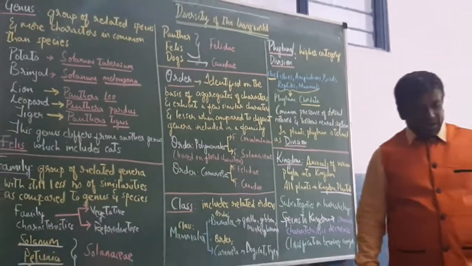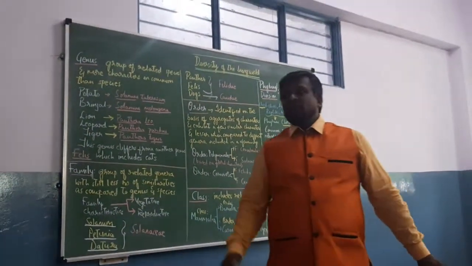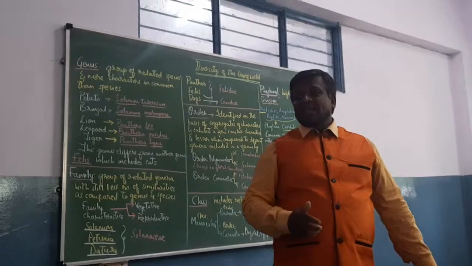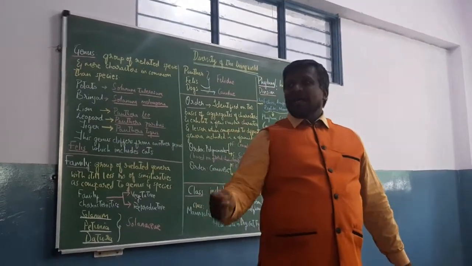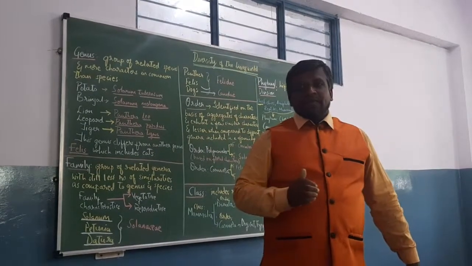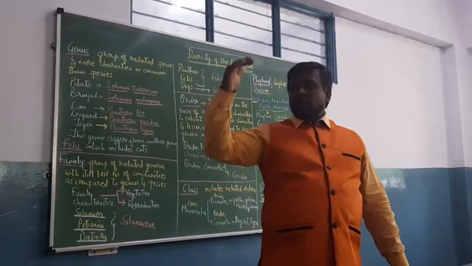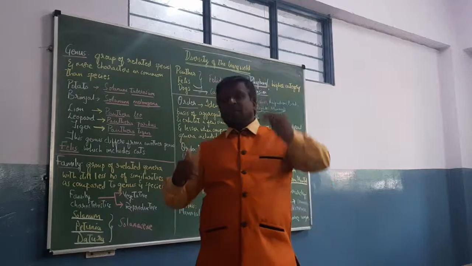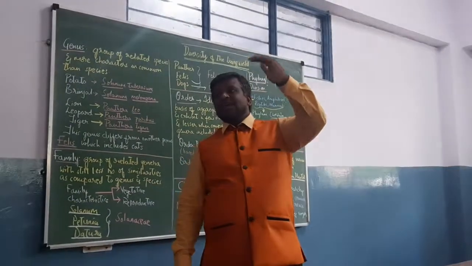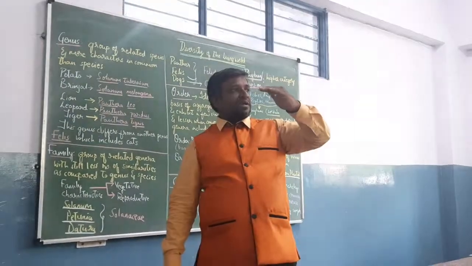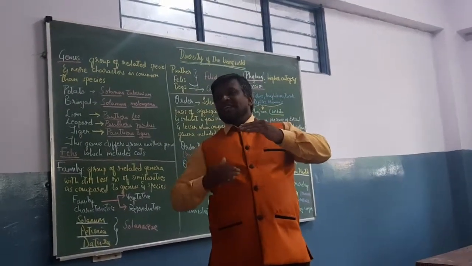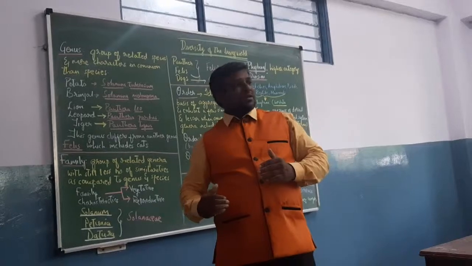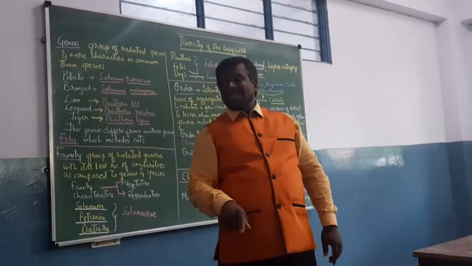Diversity of the living world. Before we go to that, you should know about taxonomic hierarchy. The lowest level is species and the highest level is kingdom. So if you recall the taxonomic hierarchy from highest to lowest: kingdom, division or phylum, class, order, family, genera, species. That is how the taxonomic hierarchy is.